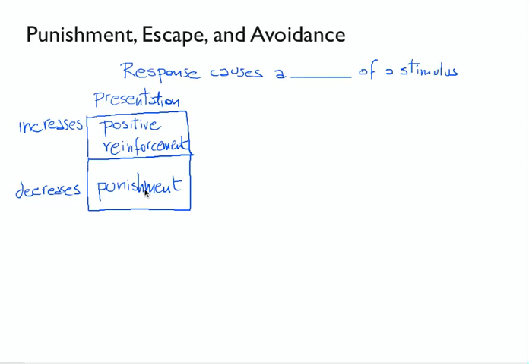And the stimulus would be called a punisher, just like the stimulus that is presented in positive reinforcement is called a reinforcer. Now the response can cause something else other than the presentation of a stimulus. It may cause the removal of a stimulus, and that removal may increase or decrease behavior.